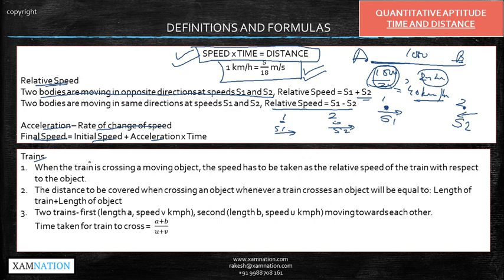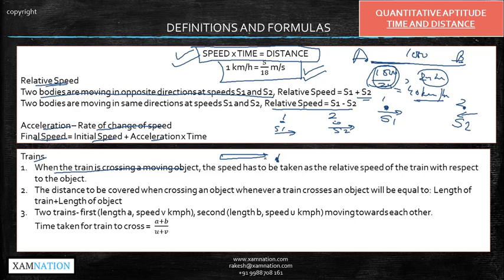One of the applications is in trains. So basically, let's see the major concepts. When the train is crossing a moving object, the speed has to be taken as the relative speed of the train with respect to the object. So basically, this is the train, right? And this is a single object. Let's say there is one pole standing. So the train is crossing this object.